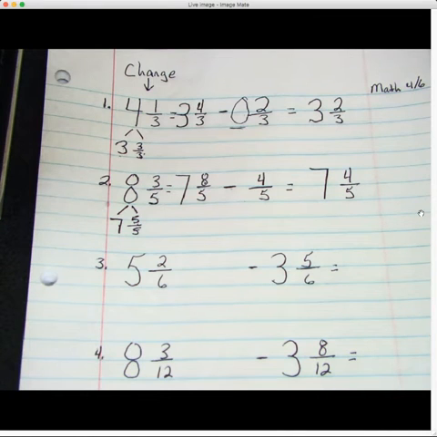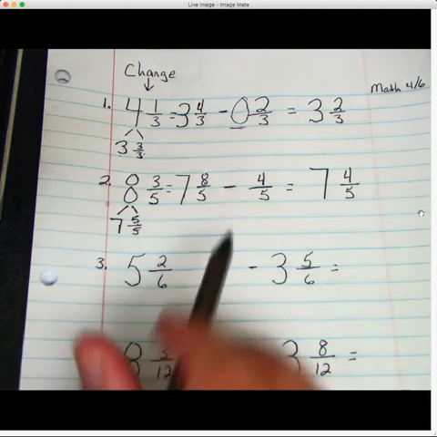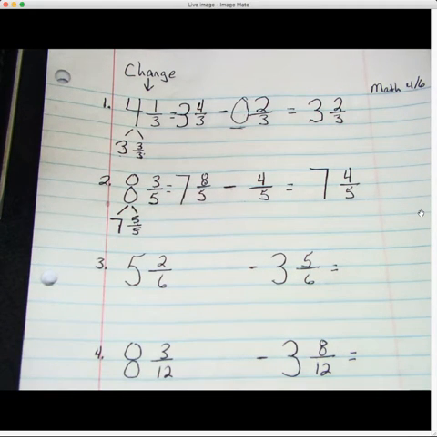Okay, next one. These are just like yesterday. I think you got 4 problems at the beginning of your homework where the second number is just a fraction instead of a mixed number. And then all the other ones are just like we did yesterday. Just more practice on subtracting mixed numbers.